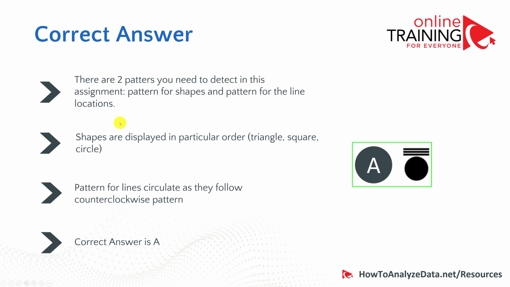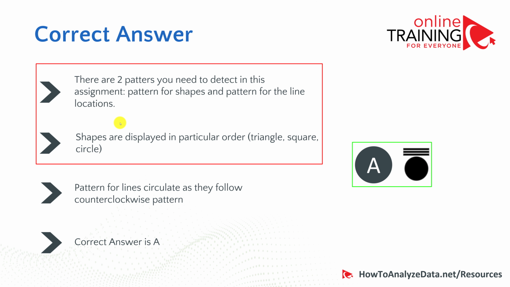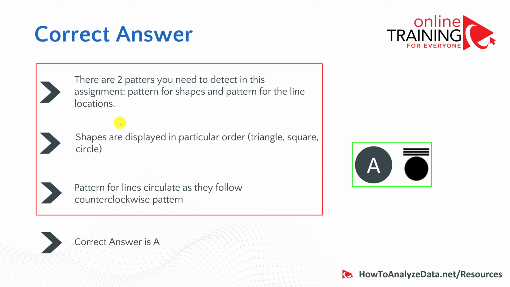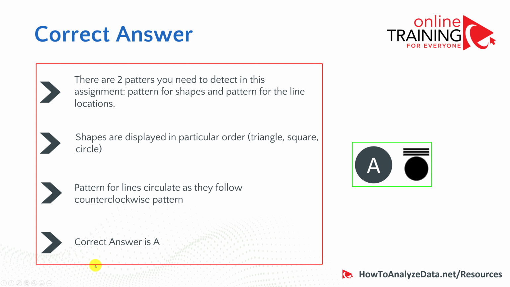So let's recap. There are 2 patterns you need to detect in this assignment: the pattern for the shapes and the pattern for the line location. Shapes are displayed in a particular order, triangle, square, circle, that's the pattern for the shapes. And the pattern for lines is in a counterclockwise order. So the correct answer is A. Hopefully you've got this one right. You will see a lot of these types of questions in the assessment test.